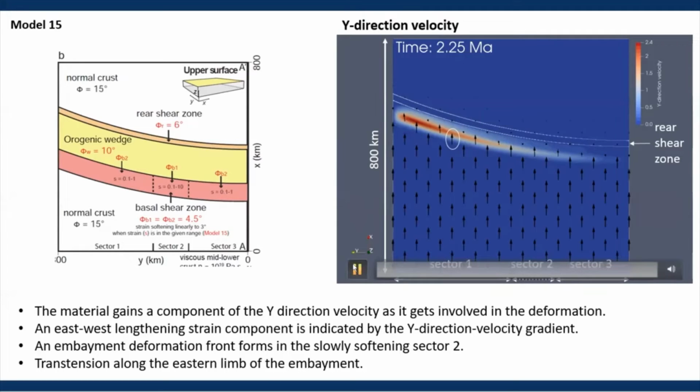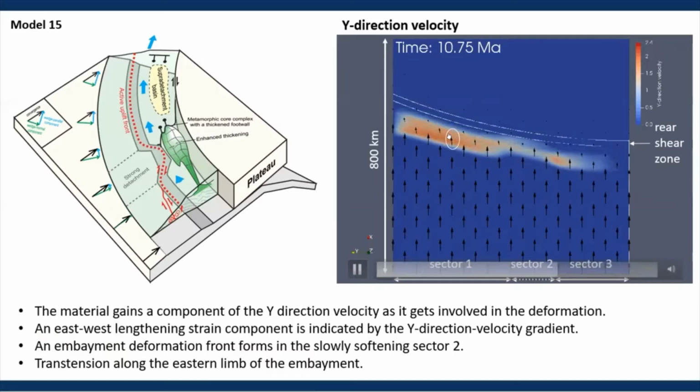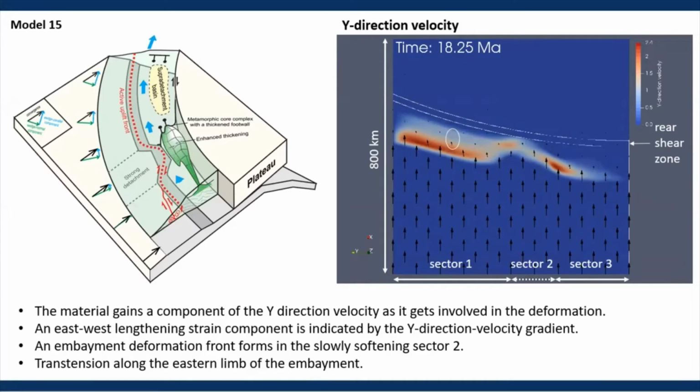Now I'm going to play the video, and you can compare that with the conceptual model. You can see as the material gets involved into deformation in the western sector, it gets a component of westward velocity, and there's a westward increasing gradient in the y direction velocity. At the same time, because of the along strike heterogeneity in the basal shear zone, we get an embayment feature here. Also along the eastern limb we have high y direction velocity that corresponds to the translational setting there, the western dipole fault system. And this westward gradient is missing in sector 3, which corresponds to the central Himalaya of low or no obliquity in convergence.